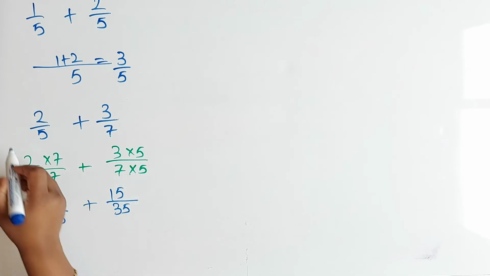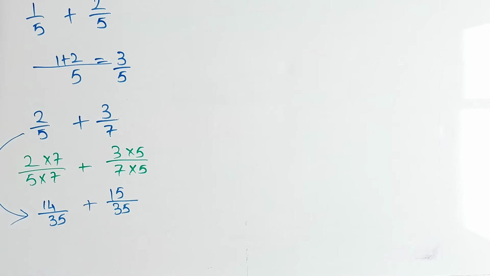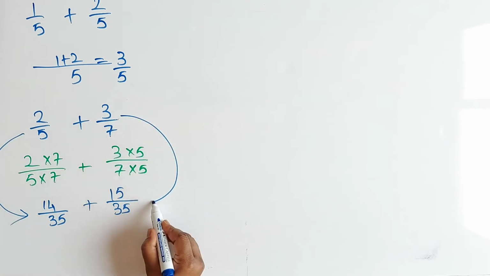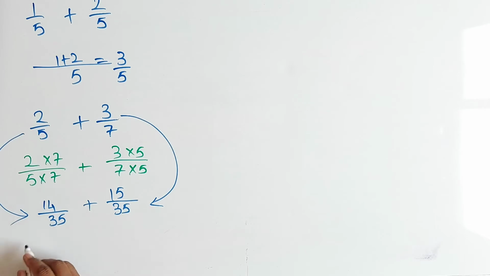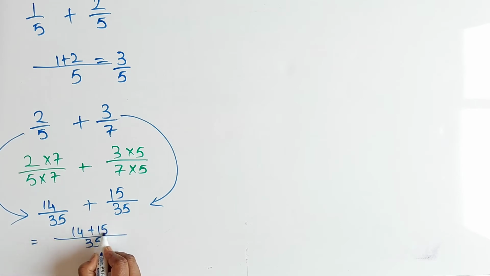Now see, children, 2 by 5 became 14 by 35 here and 3 by 7 became 15 by 35 here. Very easy to add now because both have equivalent denominators. So 35 is the LCM, 14 plus 15 in the numerator. What is 14 plus 15, children? 29 by 35 is the answer. Clear?